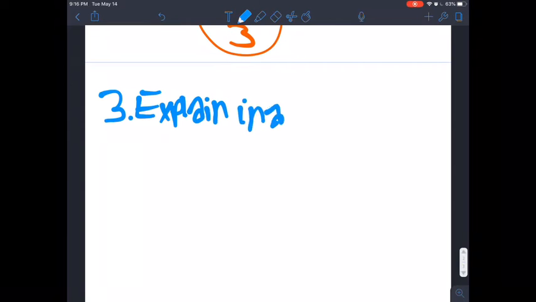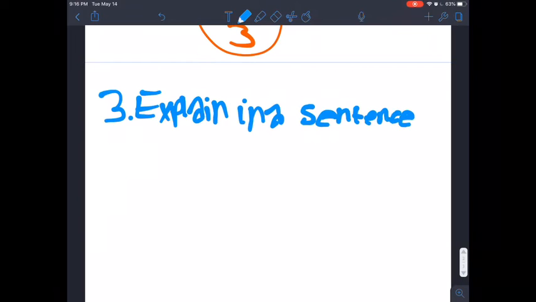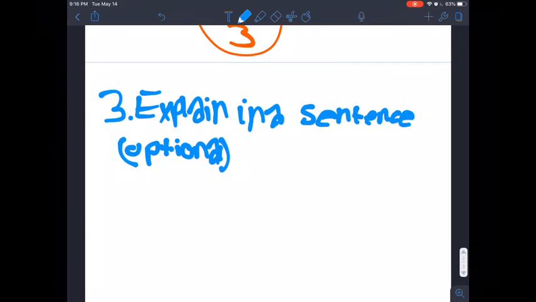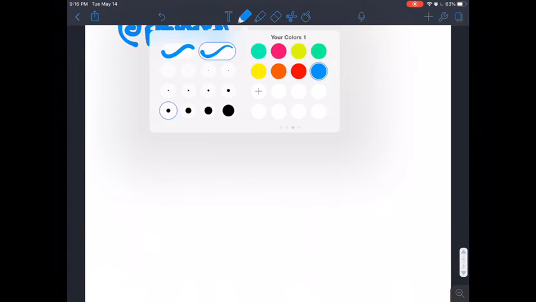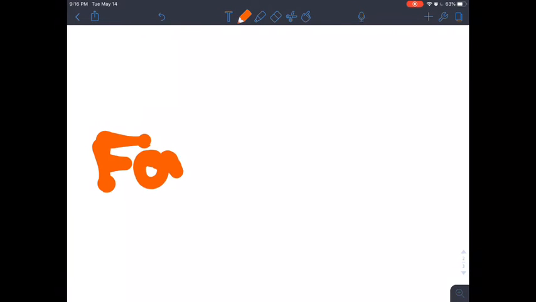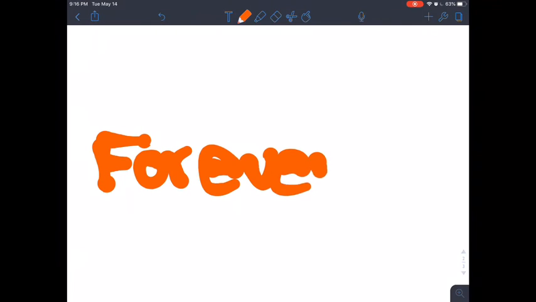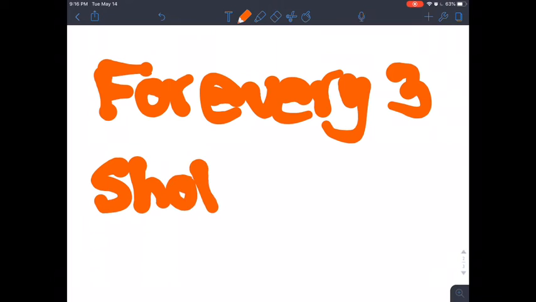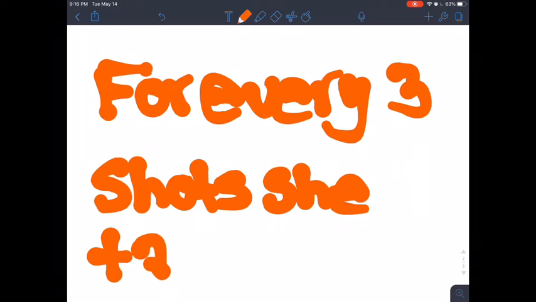So you would say something like out of or to. If she had made 6 baskets out of 13 baskets, then you would write, for every 13 baskets she shot, she made 6 baskets, which is not exactly very good. But for every 3 shots that this girl took, she would end up making 2 shots.